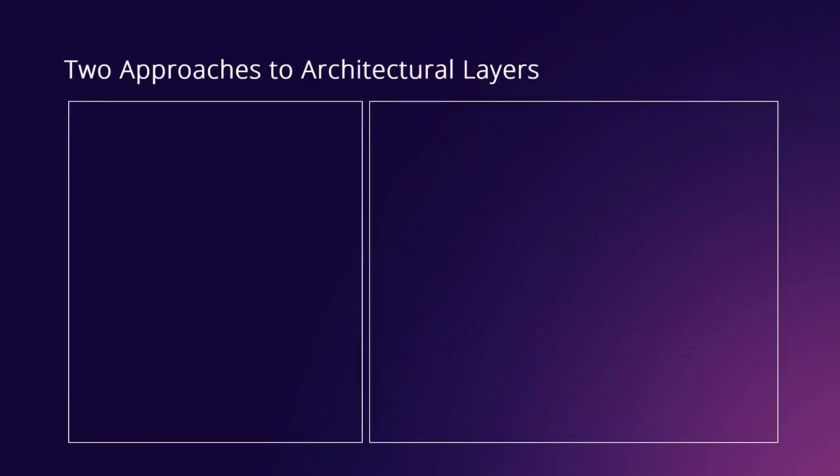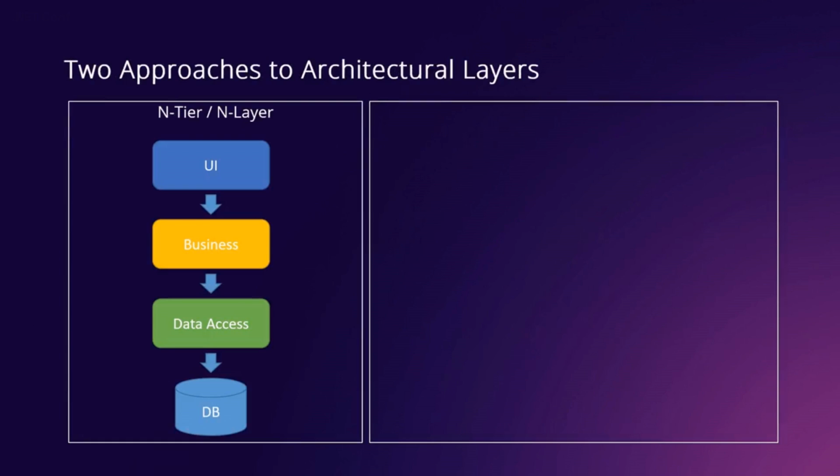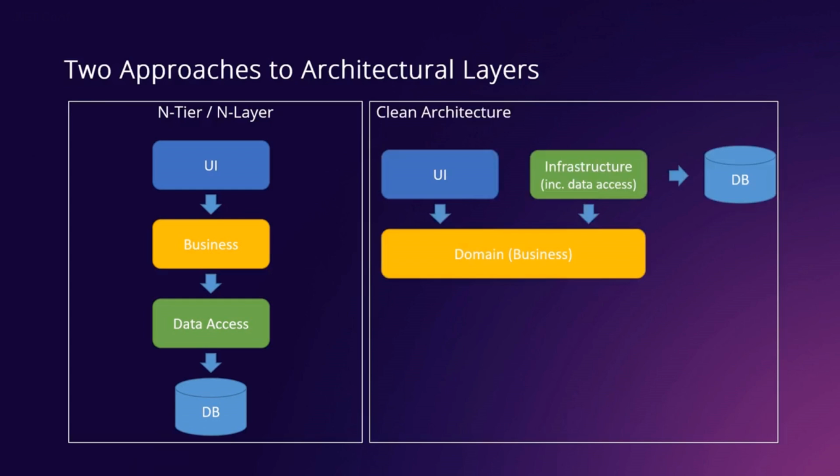Now, typically there have been two approaches to architectural layers, the two most popular. One of them is something that looks like this, where you have this n-tier or n-layer architecture, where each layer depends on the layer below it, and ultimately the data access layer is sort of the lowest level code layer, and then it depends on the database. What clean architecture does is it flips this around a little bit so that the domain model is the lowest level dependency. Everything else depends on it, and the database is kind of off to the side, right? It's not the key focus anymore.